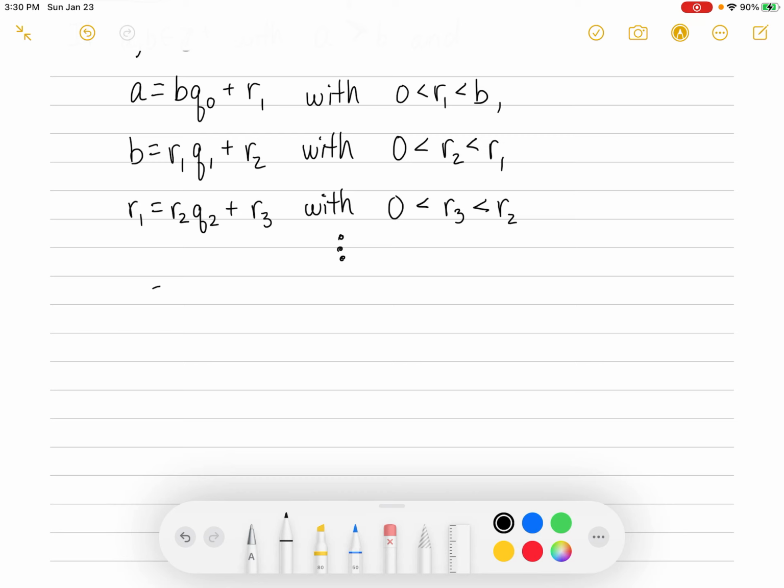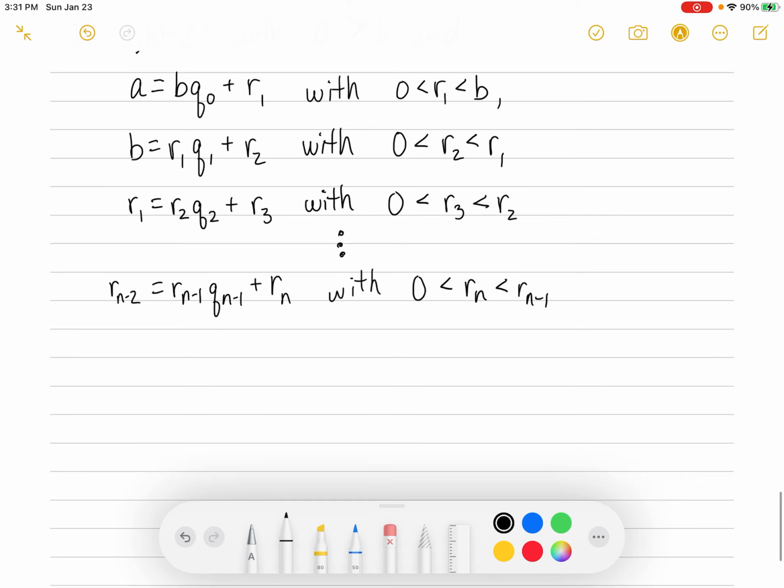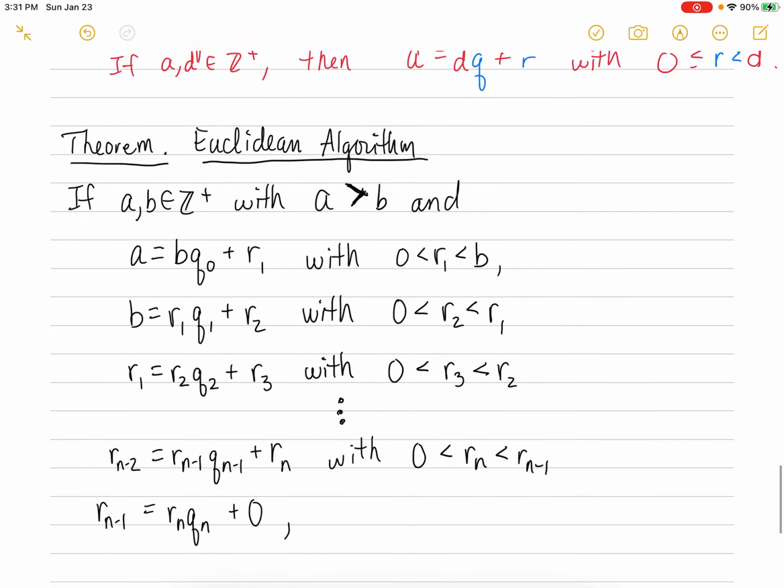Eventually, we'll get down to a step where we're going to take Rn minus 1 and divide it into Rn minus 2. And we're going to get a quotient, Qn minus 1, and a remainder, Rn. Remember it has to be less than the divisor, which in this case is Rn minus 1. Let's say this Rn is still not 0. Let's say it's still positive. And then finally, we take our last step, where we take our remainder Rn and divide it into Rn minus 1. We get a quotient, let's call it Qn, and let's say we get a remainder of 0 this time.